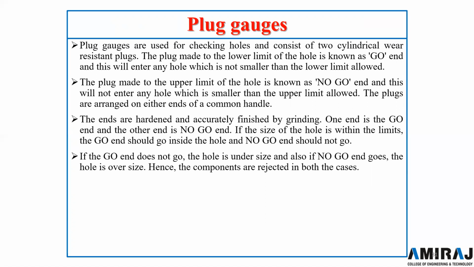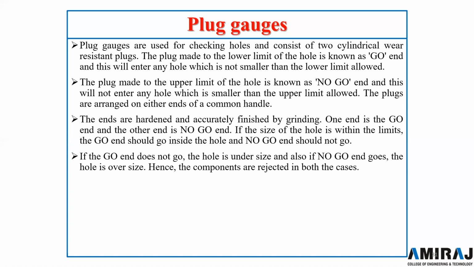The ends are hardened and accurately finished by the grinding process. The end parts of the go and no go gauge are hardened and ground. Then one end is the go end and the other end is the no go end. If the size of the hole is within the limit, the go end should go inside the hole and the no go gauge end should not go.